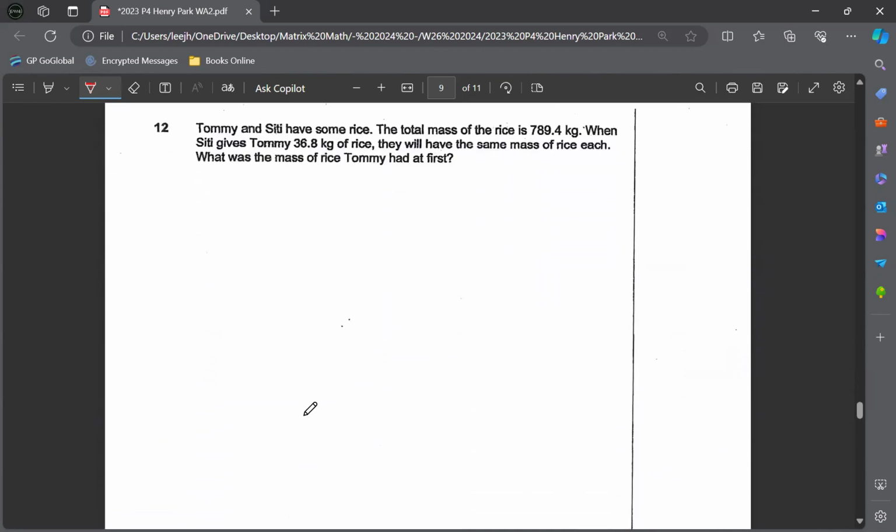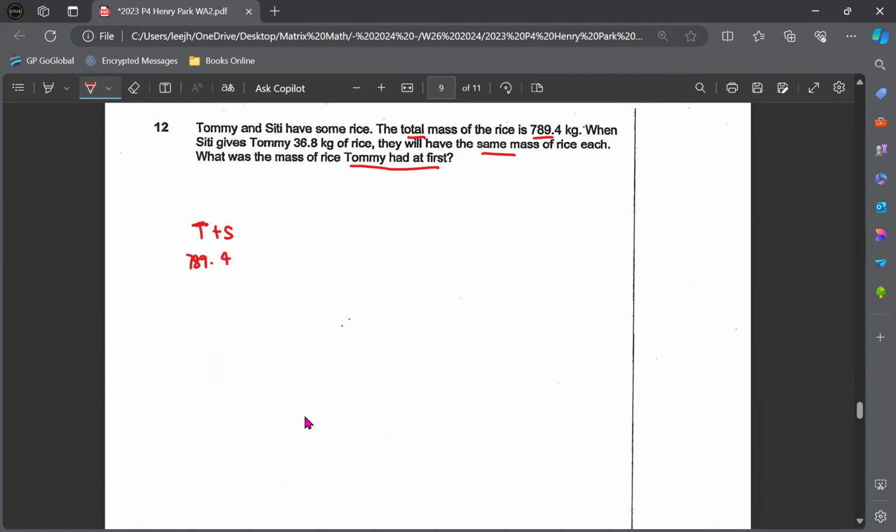Okay. Question 12. Okay, give me a while. Okay, Tommy and Kitty have some rice. The total mass of the rice is 789.4 kg. When Kitty gives Tommy 36.8 kg of rice, they will have the same mass of rice each. What was the mass of rice Tommy had at first? So we know that they have some rice, but we cannot determine how much each of them has. What we do know is the total is 789.4. So T plus K, which is the total, is 789.4 kg.